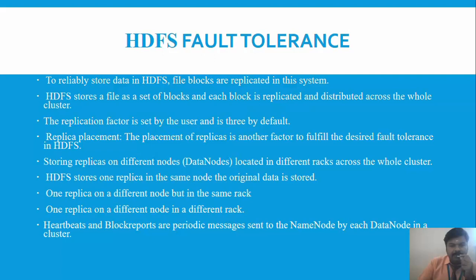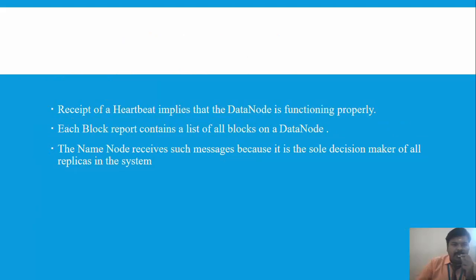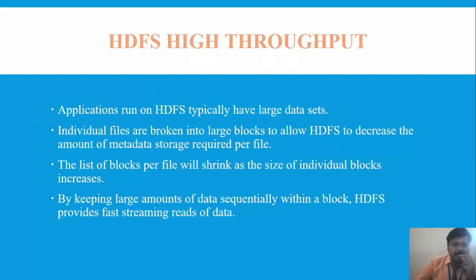So the data can be viewed at any point of time so that there is no loss, because the data can be stored in various places and various data nodes and tracked by the name node. The received heartbeat implies the data node is functioning properly. Each block report contains a list of blocks on a data node. The name node receives such messages because it is the sole decision maker of all replicas in the system.